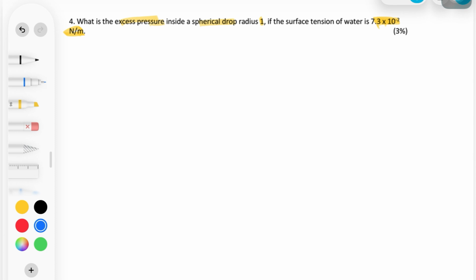I just listed out the formula for surface tension. T equals force divided by length. But there are a lot of things we do not have. So how are we going to find it? First things first, we need to find the pressure.